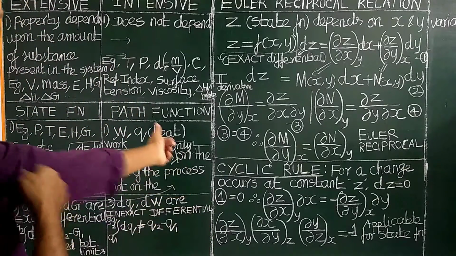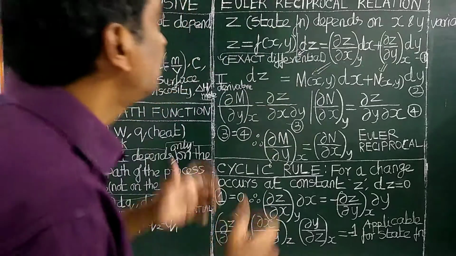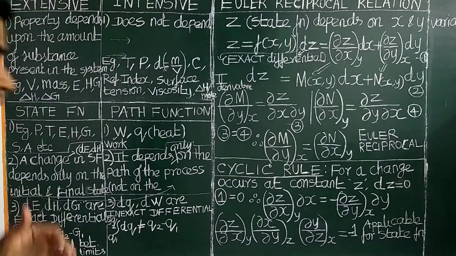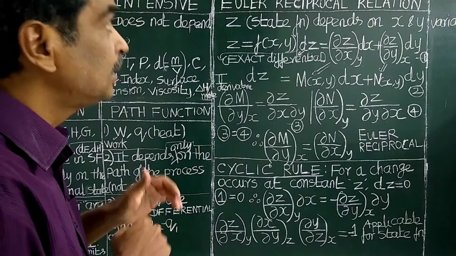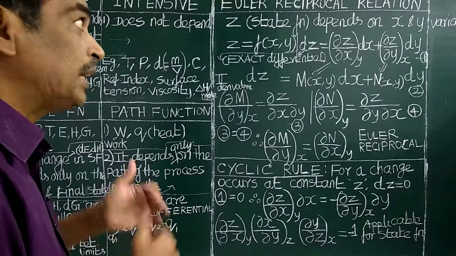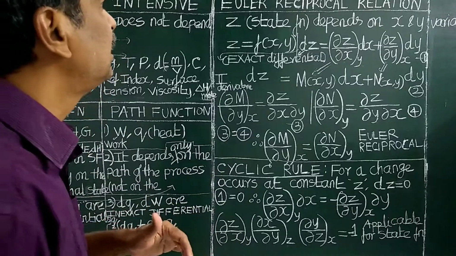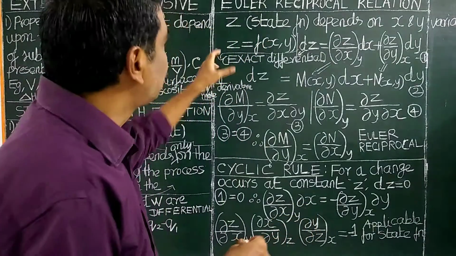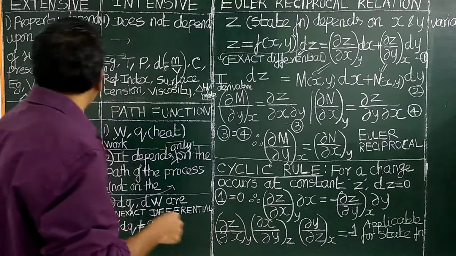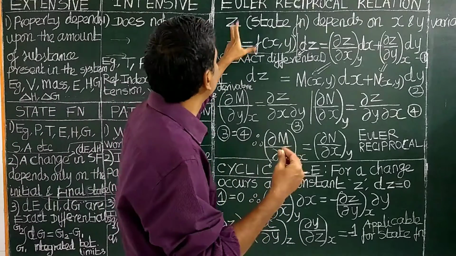Okay. Now let us see the Euler reciprocal relation. What is called the Euler reciprocal relationship? As I said, it is very important in studying chemical potential and the Gibbs adsorption isotherm. You will see it in the next classes. So let us consider a general state function Z.